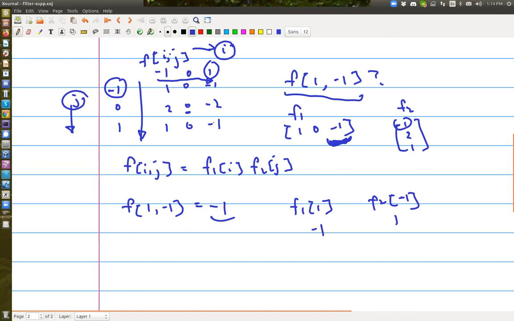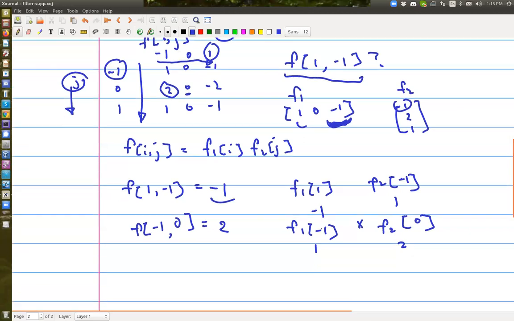Let's take this one, which is F at minus 1 and 0. I expect F minus 1, 0 to be equal to F1 minus 1 multiplied by F2 0. F1 minus 1 is 1, and F2 0 is 2. So indeed it is true.